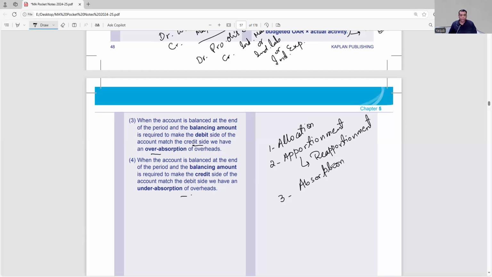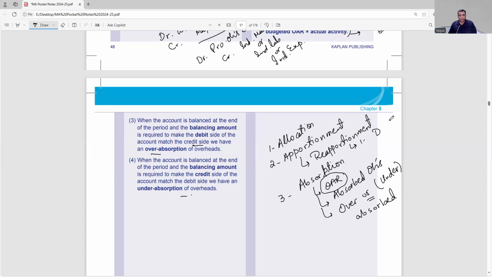Absorption mainly includes two parts, but we divided it into three steps. One is called OAR, per hour or per unit. Second is absorbed overheads, where we are using OAR per hour or per unit. The third step is over or under absorbed overhead. Either we will be in profit or we will be in loss. So ultimately, to calculate this OAR, we are performing all these overheads.